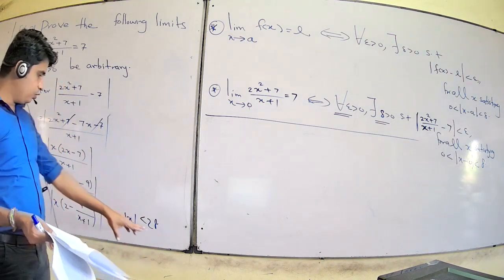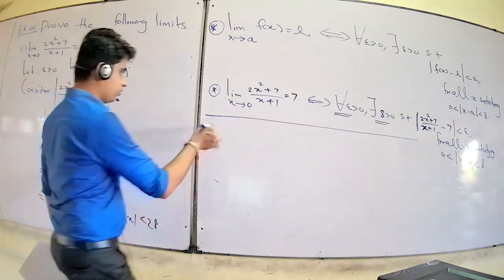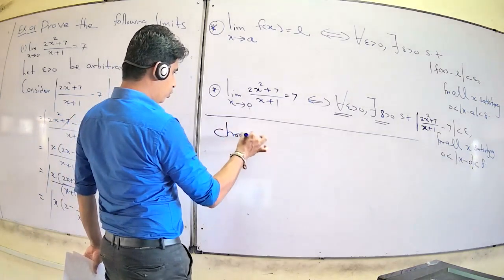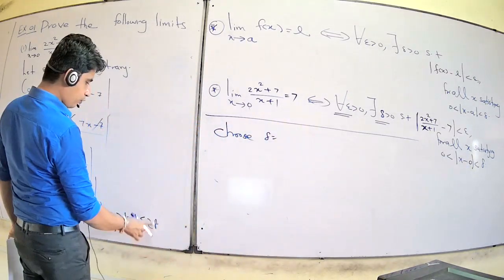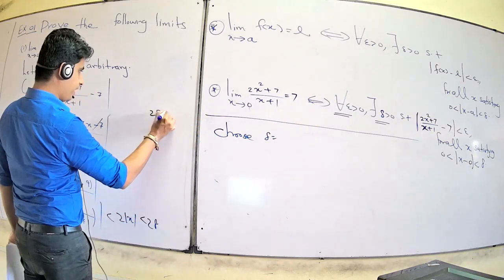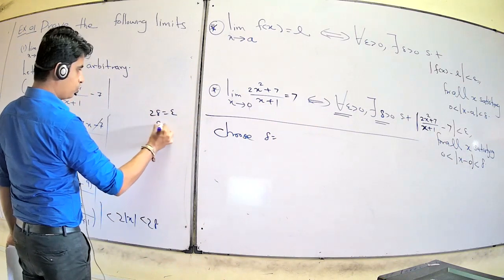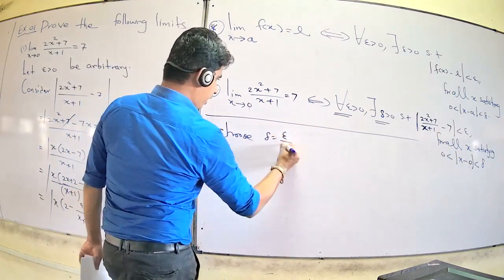Our claim is you want to show that this one is equal to epsilon, right? Therefore, we want to choose the value of delta to get epsilon. What is the value you want to choose for delta? Epsilon by 2. Delta equals epsilon by 2.